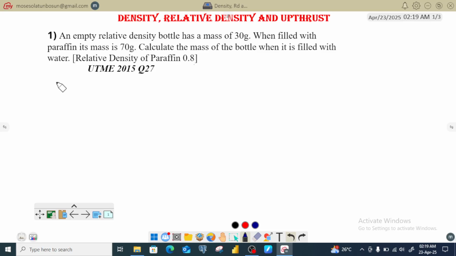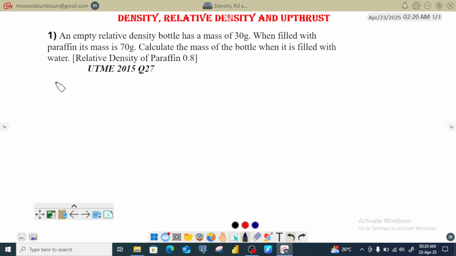Hi guys, let's look at density, relative density and upthrust. Today we shall be considering a few of the calculations that come out in examinations such as WAEC, NECO, UTME and other certificate examinations.